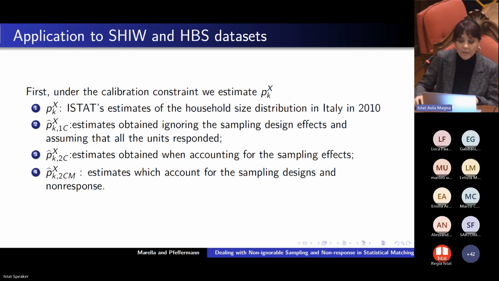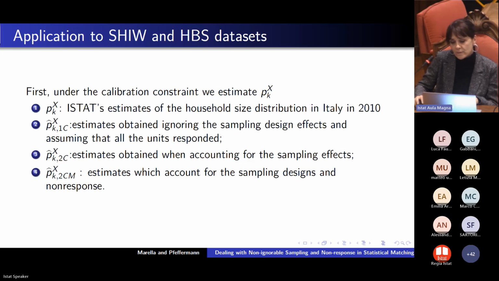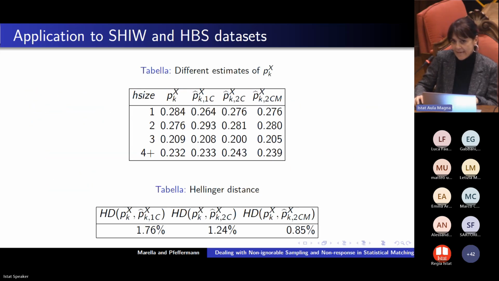Now, first of all, under the calibration constraint, because we assume that the mean of X is known, in the following table we report, first of all, the Istat estimates of the household size distribution in Italy in 2010. Then we report the estimate obtained ignoring the informative sample design and the nonresponse. And then we report the estimates of the X distribution taking into account just the informative sample design. And finally, in the last column, we report the estimate taking into account both processes, that is the sample design and the not missing at random nonresponse.